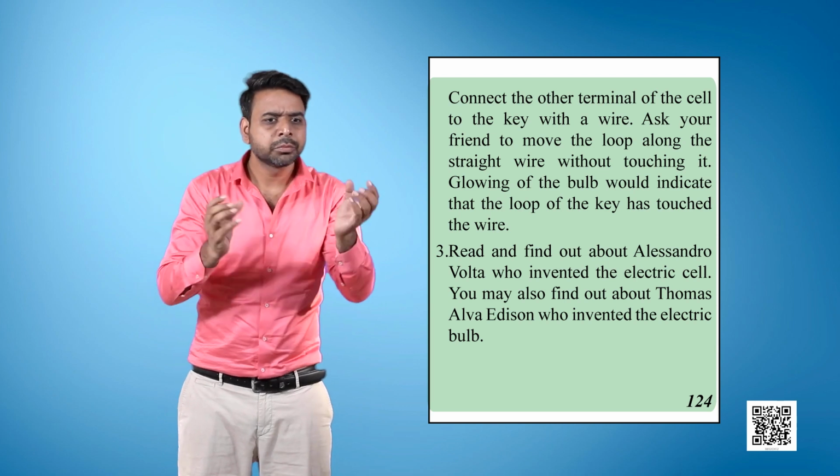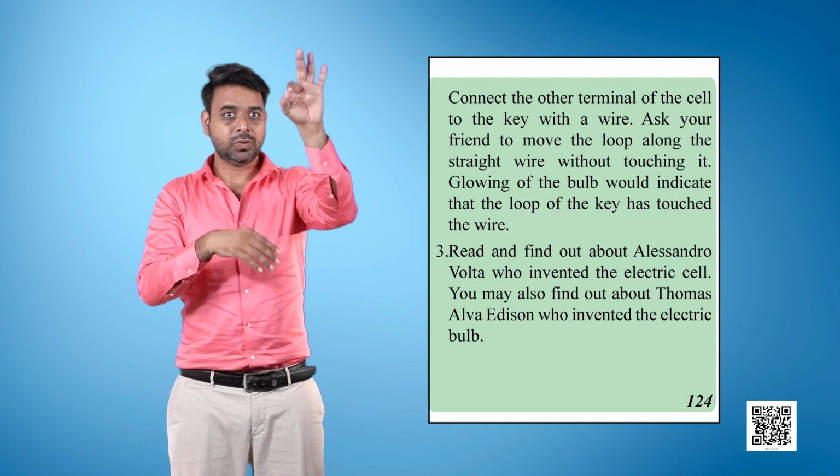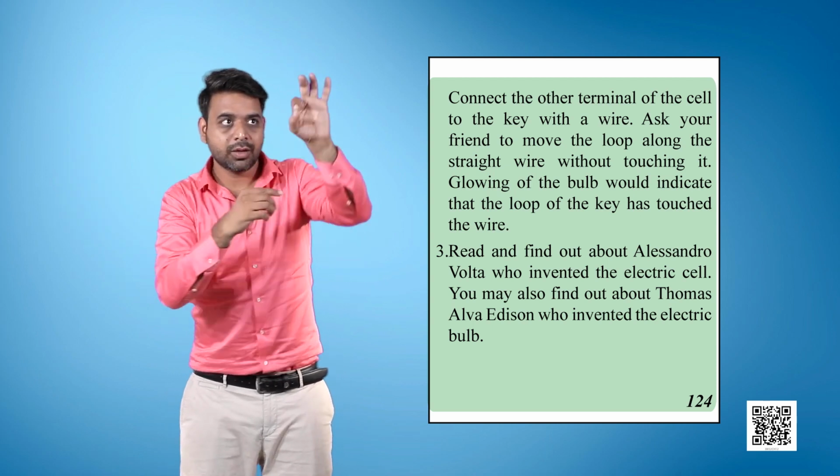Ask your friend to move the loop along the straight wire without touching it. Glowing of the bulb would indicate that the loop of the key has touched the wire.